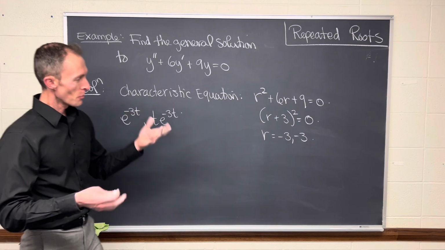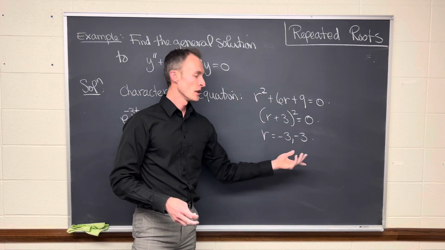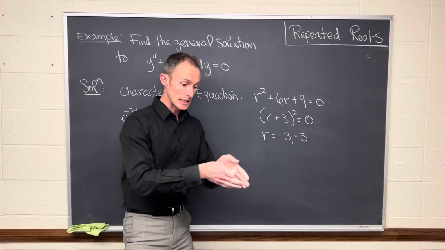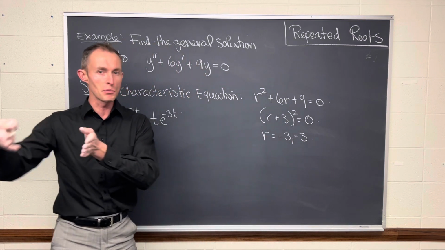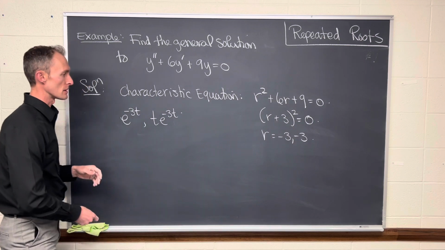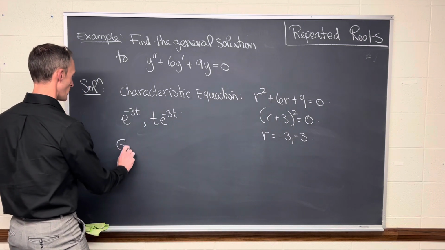Okay, so the moral of the story is, look, if you have repeated roots, you're going to get e to one of the roots and then t times e to that same thing, and then you just keep multiplying by t to get more linearly independent solutions. Okay, so then what's my general solution?